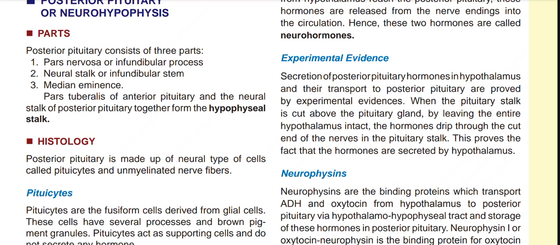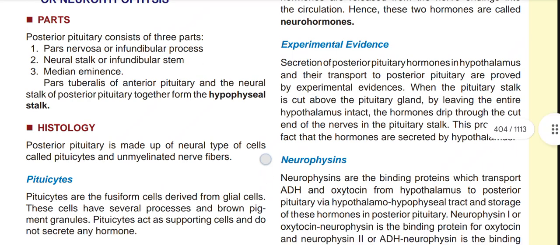So, which two constituent parts make the hypophyseal stalk? The pars tuberalis of the anterior pituitary and the neural stalk or infundibular stem of the posterior pituitary together form the hypophyseal stalk. Now, histology.